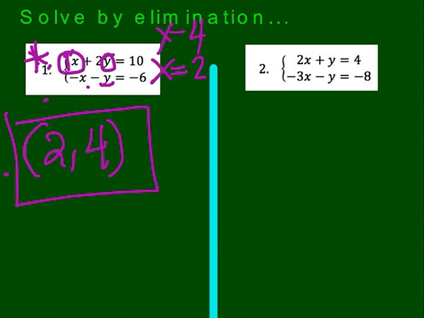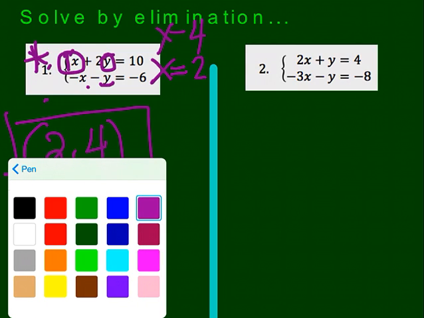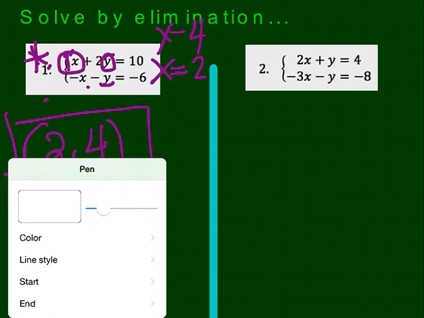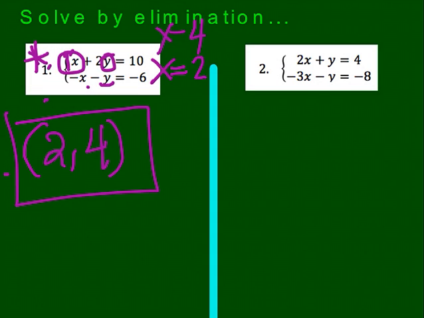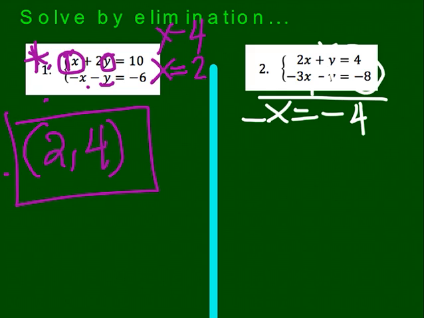Now let's take a look at number 2. On those y's, you have the same number with opposite signs. That means I can add down the columns right away. So 2x minus 3x gives me a negative x. Then the y and minus y cancel out. And then I have 4 minus 8, which is a negative 4. You could also look at that as plus a negative.